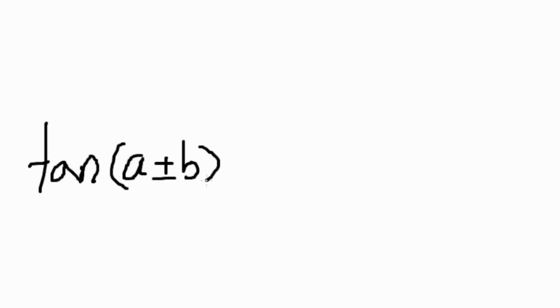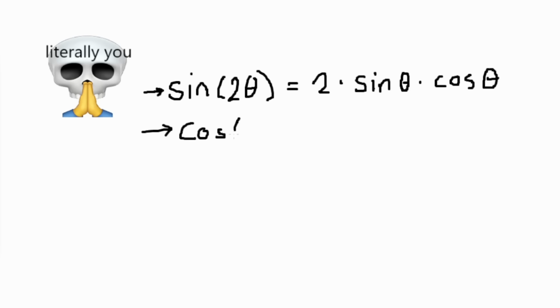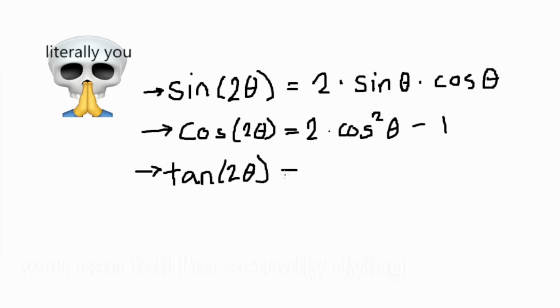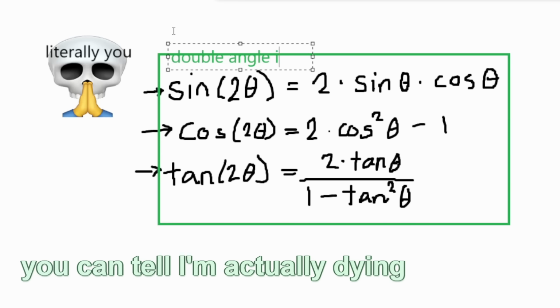Now, even more confusing yet, tangent of A plus or minus B equals tangent of A plus or minus tangent of B, but then it's divided by 1 minus plus tan of A times tan of B. Alrighty, now we have double angle identities. If you had the sine of double angle theta, so sine of 2 times theta, that'd be equal to 2 times sine theta times cos theta. And cos of 2 times theta equals cos squared of theta minus sine squared of theta. And finally, tangent of 2 times theta equals 2 times tangent theta divided by 1 minus tan squared of theta.